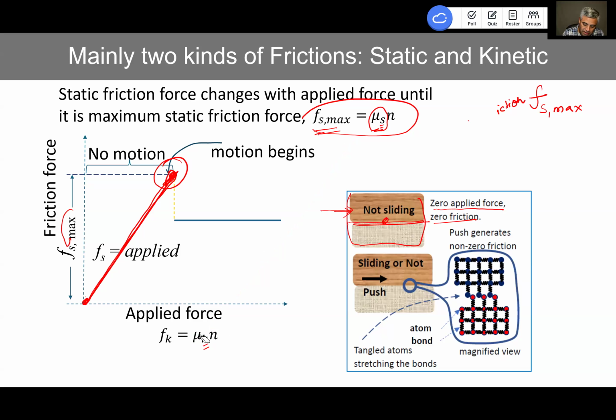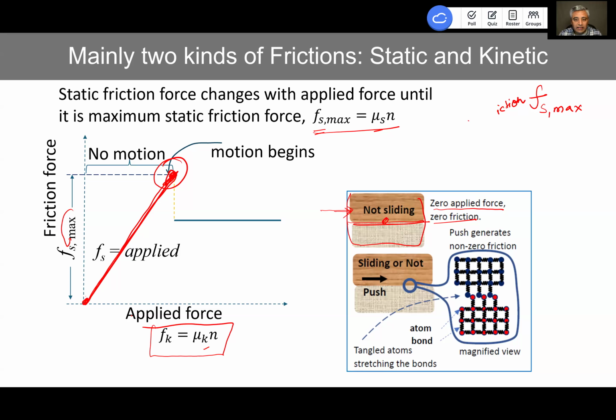Okay. So we have now two kinds of friction force. One static, which applies from when the object is trying to move to just starts to move. And then once it's moving already, then we have kinetic friction force. So, two kinds of friction force.